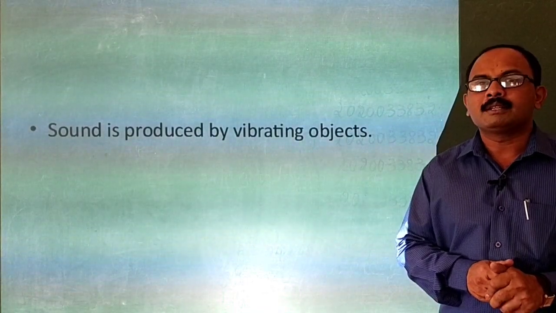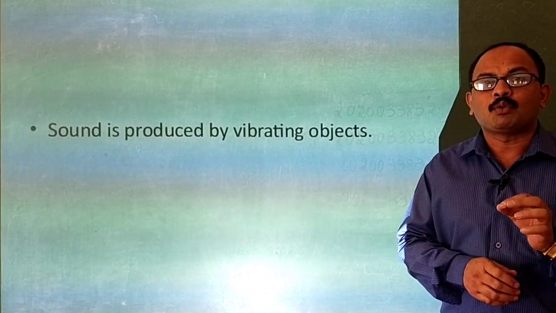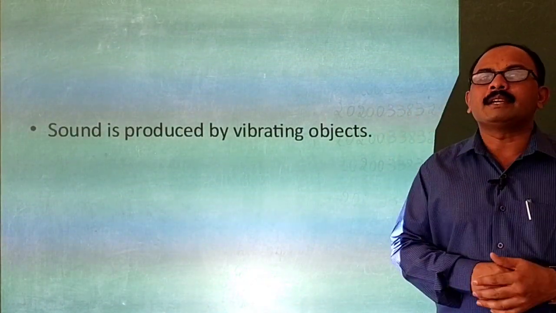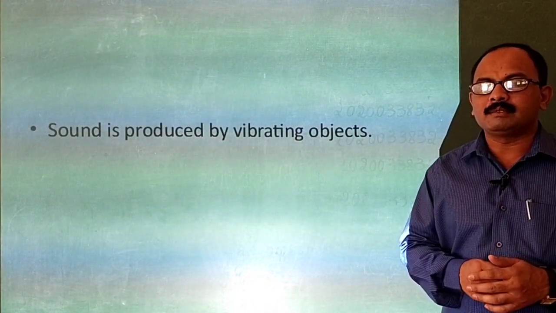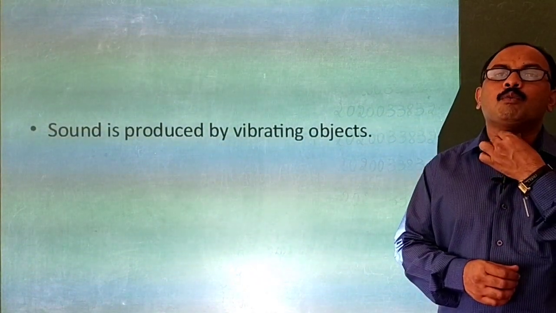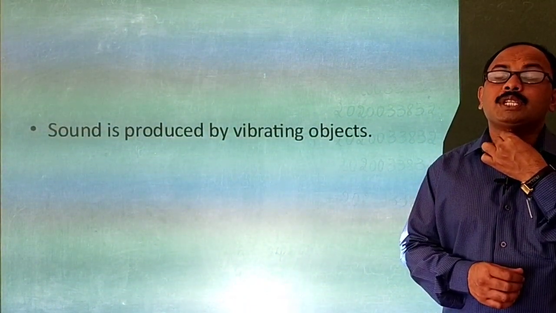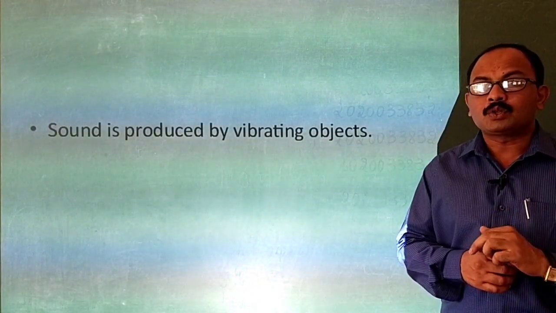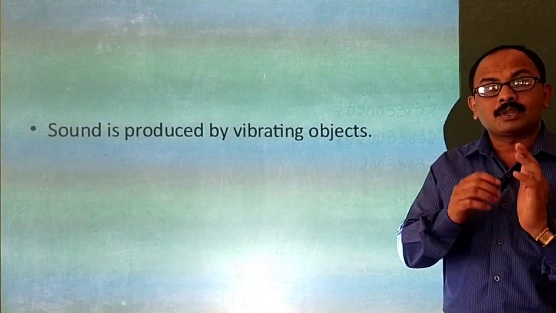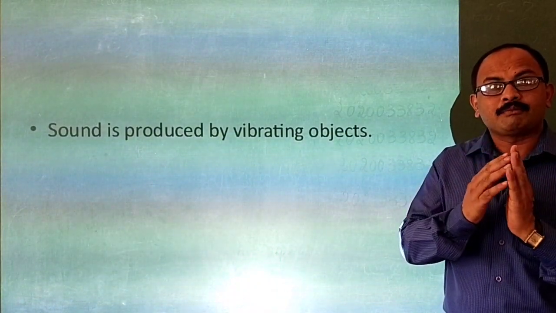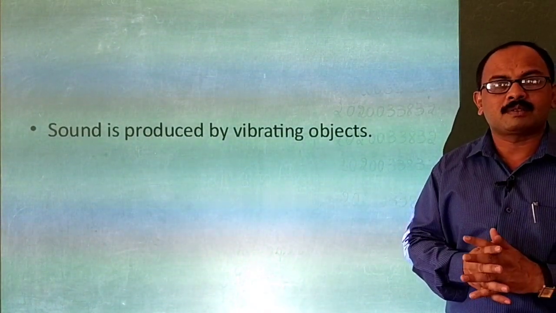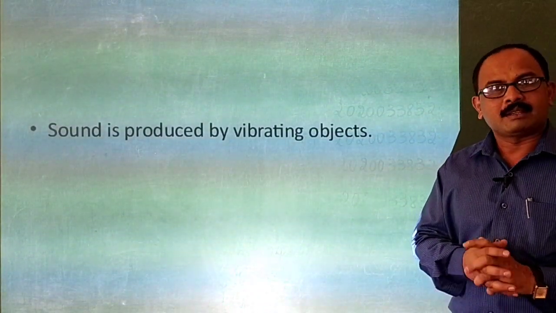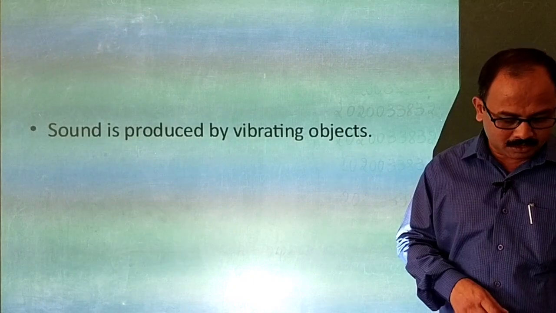We have a special voice box, which is here. It will be explained in the coming slides, children. We have a voice box which is known as the larynx, which has two vocal cords. The vocal cords vibrate, from which sound is produced. All those things you are going to see in this lesson: the definition and how sound is produced.